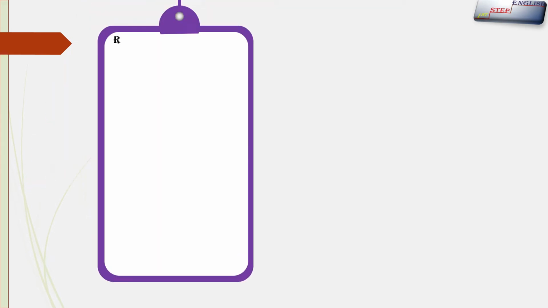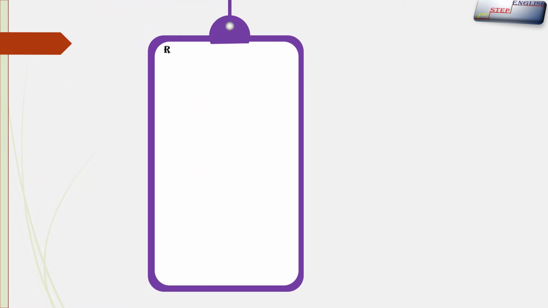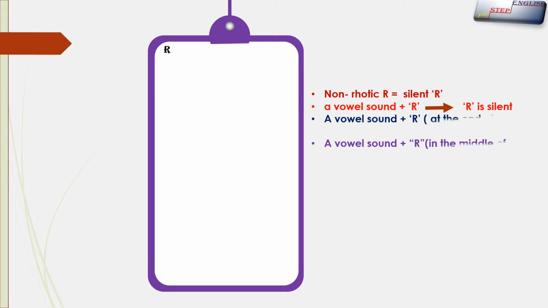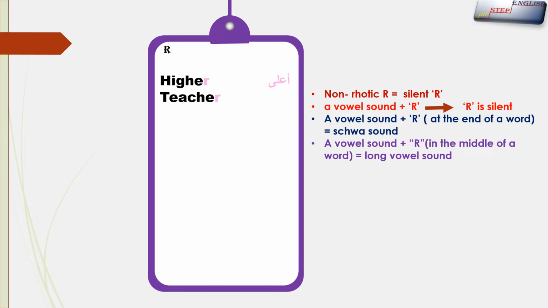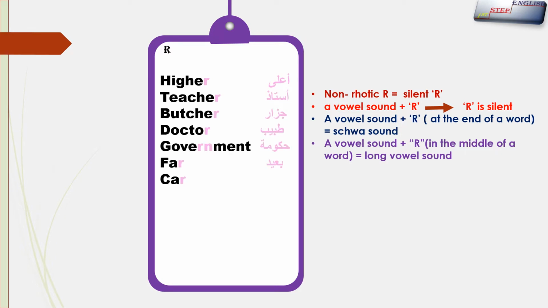Do you know that the R is silent in English? I guess you know. This is called the non-rhotic R. What's meant by non-rhotic? It means that you don't pronounce the R, or you pronounce it very slightly. So let's read the list of words and you'll understand better. We say hire, teacher, butcher, doctor, government, far, car, bird, hair, there, farm, and word.